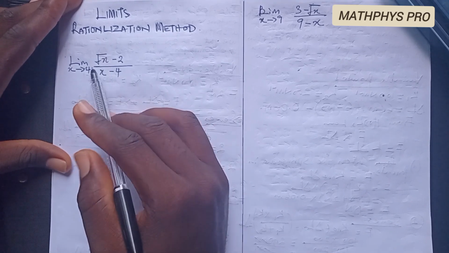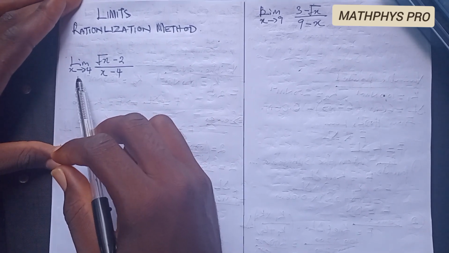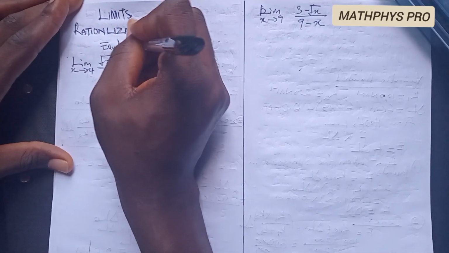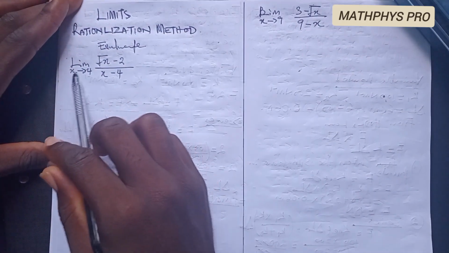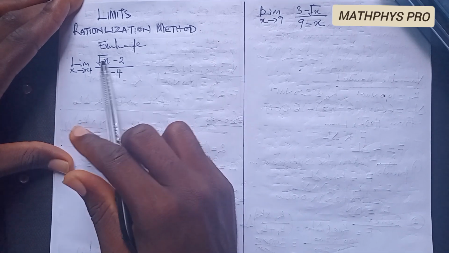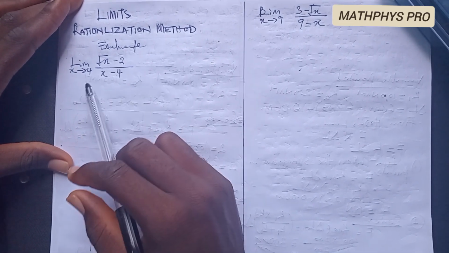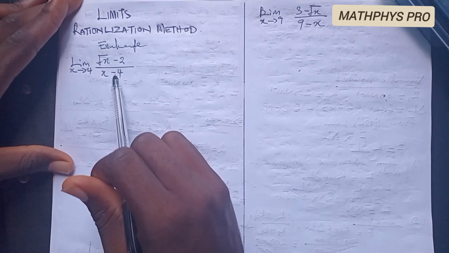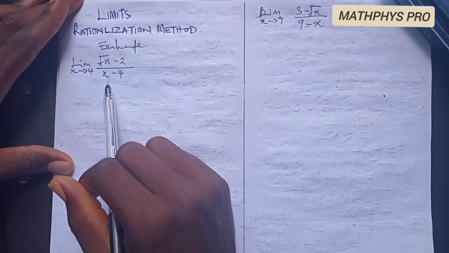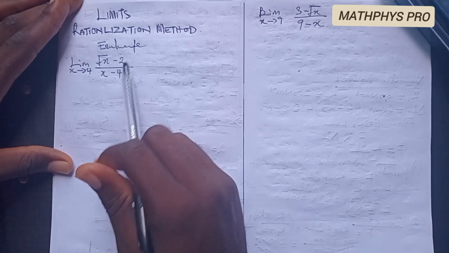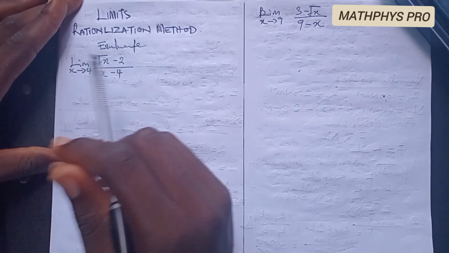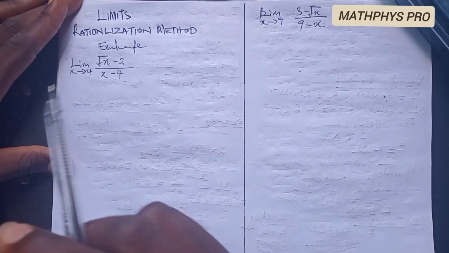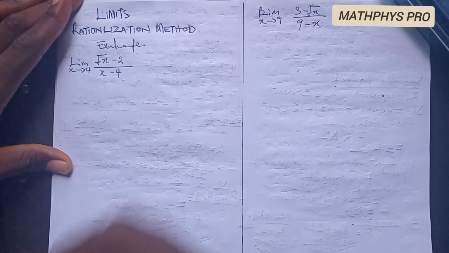So let's attempt this first question that says, evaluate the limit as x approaches 4 of (root x minus 2) divided by (x minus 4). Assuming we use the direct substitution method to evaluate this, everything here returns 0 over 0, which is indeterminate. So for it to be determinate, the best method to use is the rationalization method.